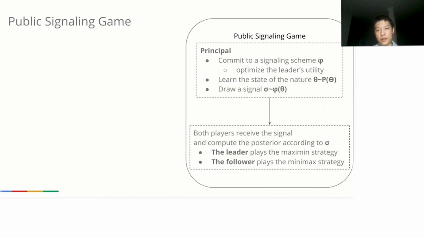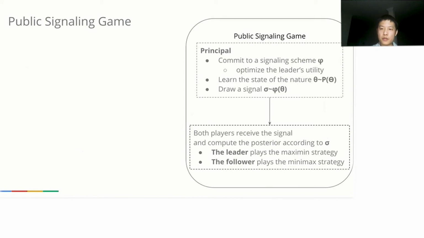So what is a public signaling game? In a public signaling game, we have one more player in addition to the leader and the follower. Instead of the leader learning the state of nature, the principal learns it. The principal's objective is to optimize the leader's utility. In order to do so, the principal will commit to a public signaling scheme before she learns the state of nature. After that, she will learn the state of nature and then draw a signal from the signaling scheme. Then the principal will send the signal to both players.